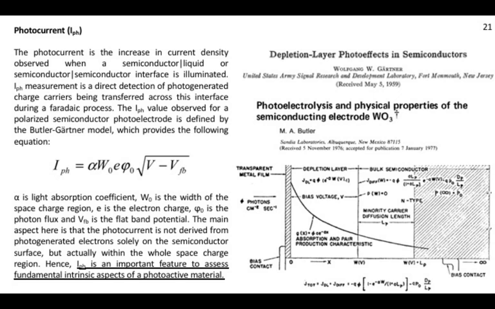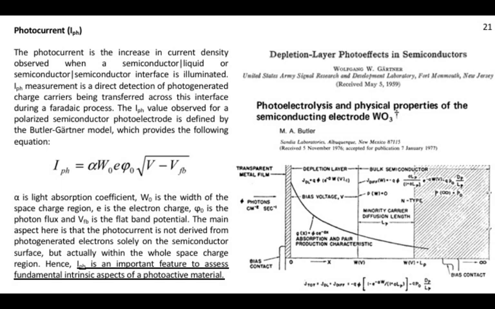But the photocurrent is defined by the Butler-Gardner model, which derives this equation. So these two scientists, back in the 50s and 60s, provided a deep insight on how photocurrent is generated on semiconductor surface. And the main conclusion is that charge carrier generation does not take place only at the very surface or the interface of semiconductors, but it actually goes into the bulk, mainly in the space charge region.